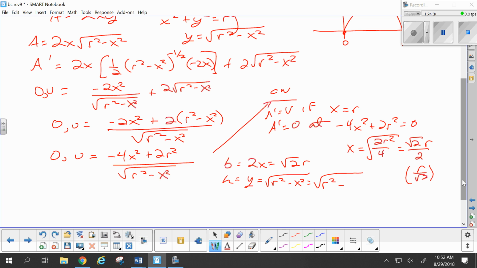That's r squared minus that big stinking yuck, r squared over 4. That simplifies to 1/2. r squared minus a half r squared is 1/2 r squared. So something like r over root 2. The height is r over root 2.